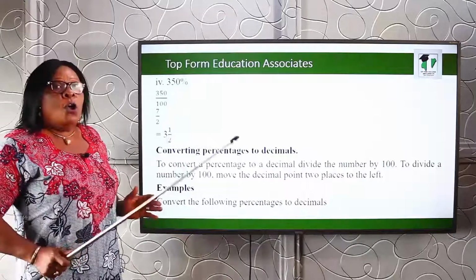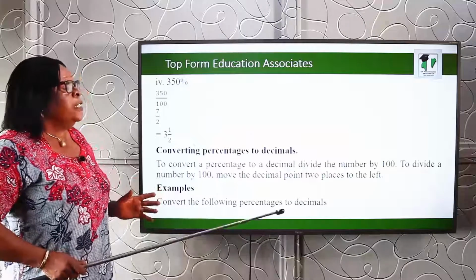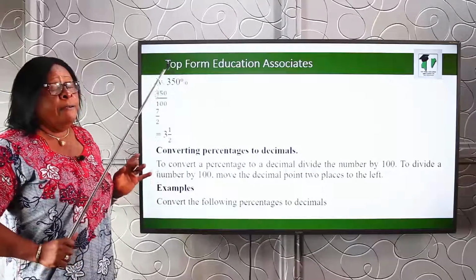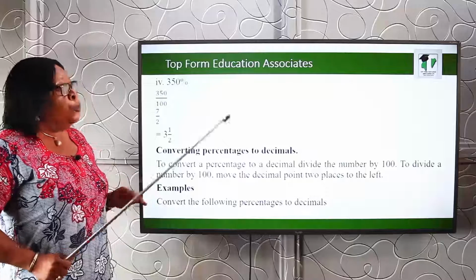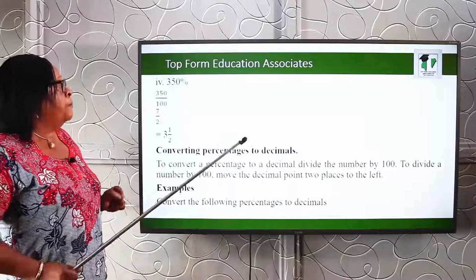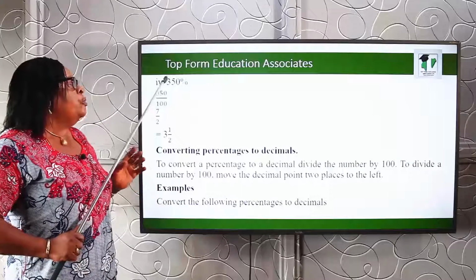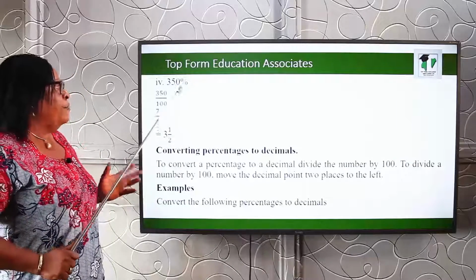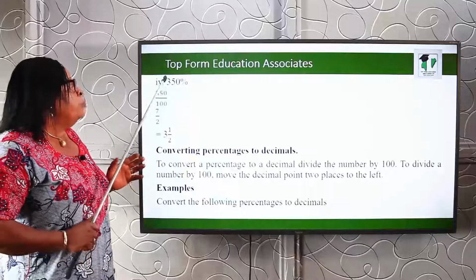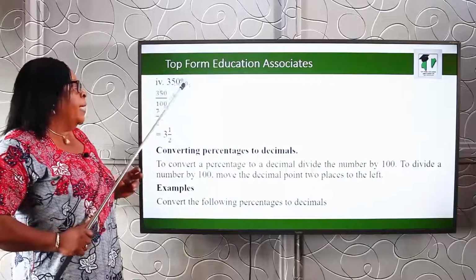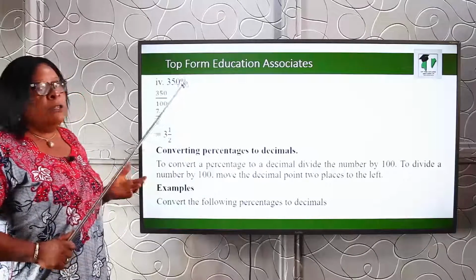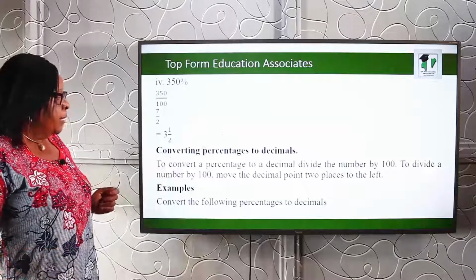So students, all we have been looking at is how to convert a percentage to a fraction in its simplest form. First step is change the percentage to a fraction by dividing the number by 100, then reduce to lowest term.